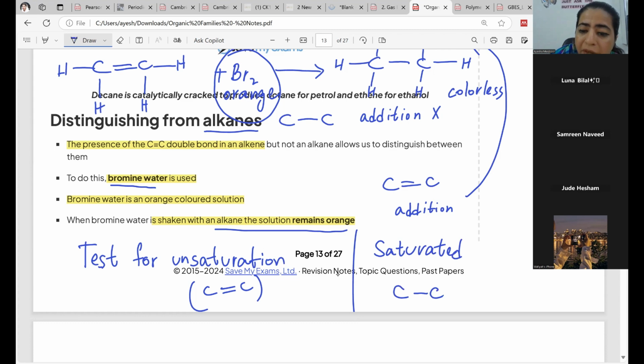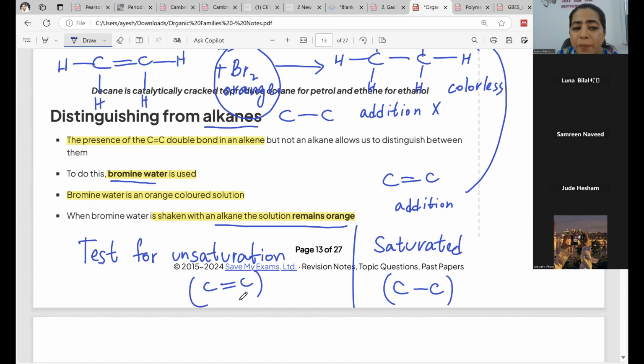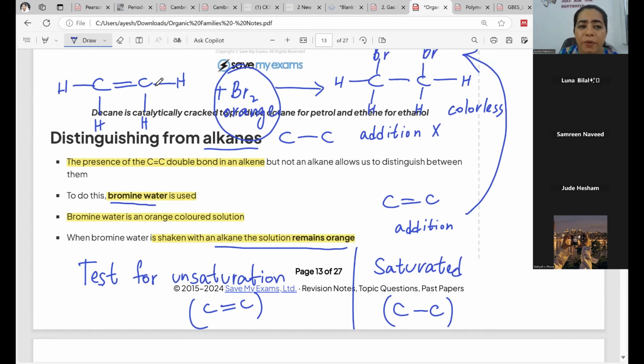So if you want to find out whether a solution is unsaturated, meaning it has a carbon-carbon double bond, we are going to add bromine. Bromine will add on the double bond and change the color, meaning an unsaturated solution is there. If the color is not changing, it means it is saturated with single bonds. So this is one of the tests for unsaturation.